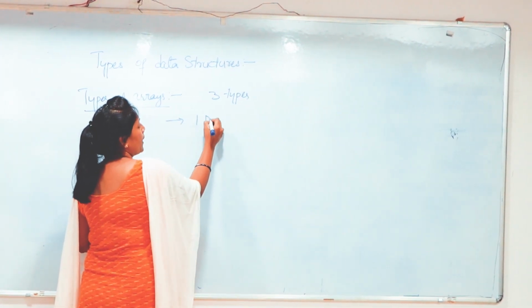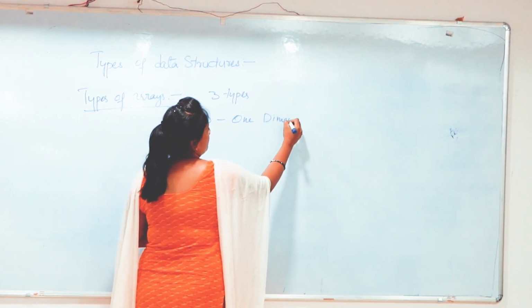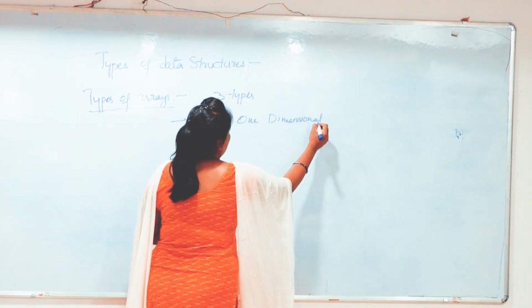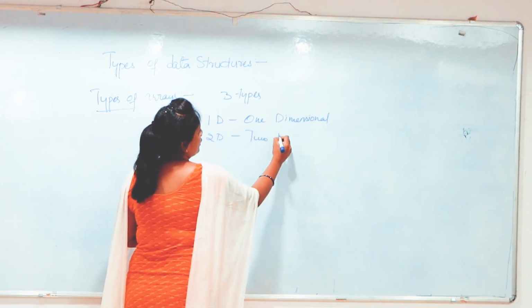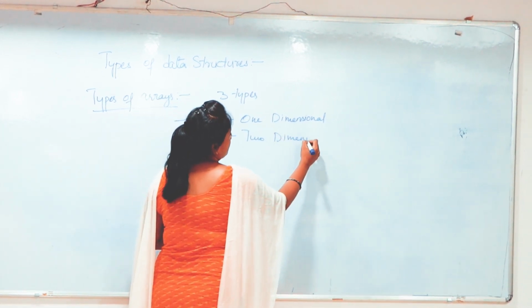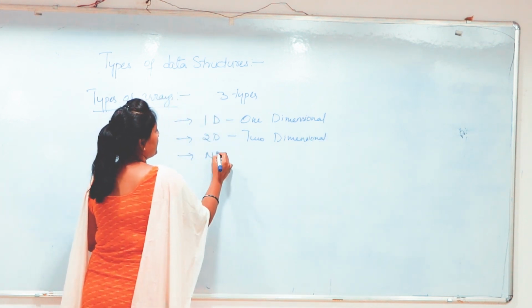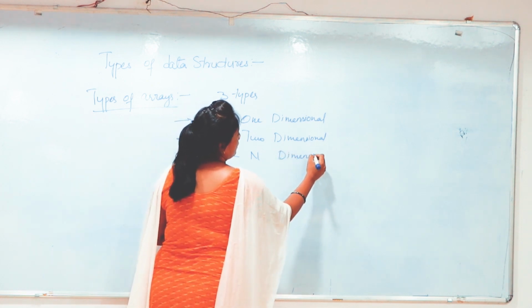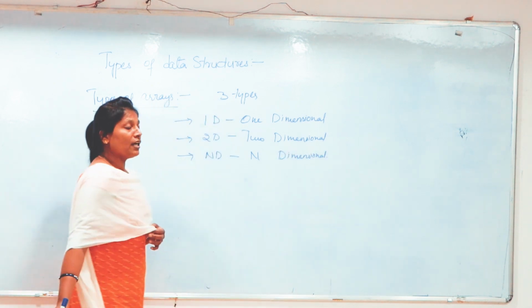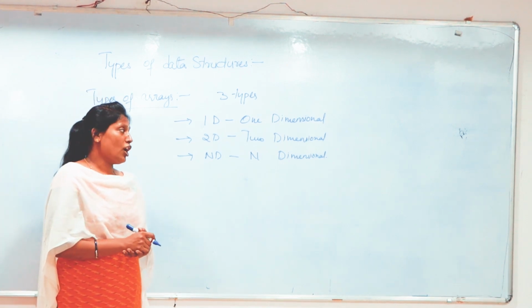First one is 1D, that is one-dimensional. And 2D, two-dimensional array. And ND, n-dimensional array. Coming to the first one, 1D, generally we have been seeing that as one normal array.